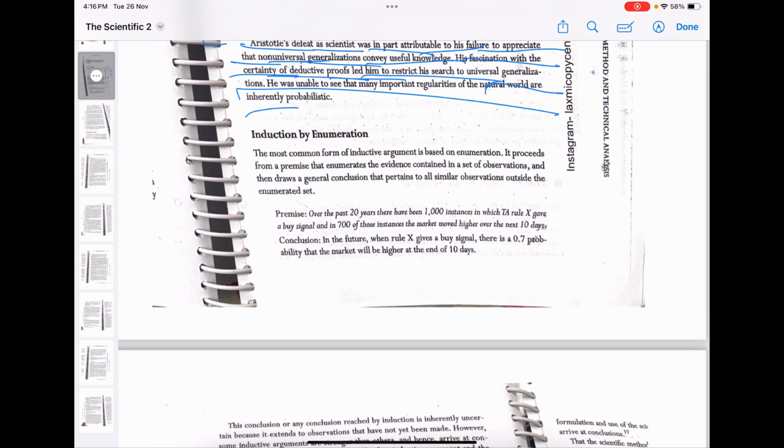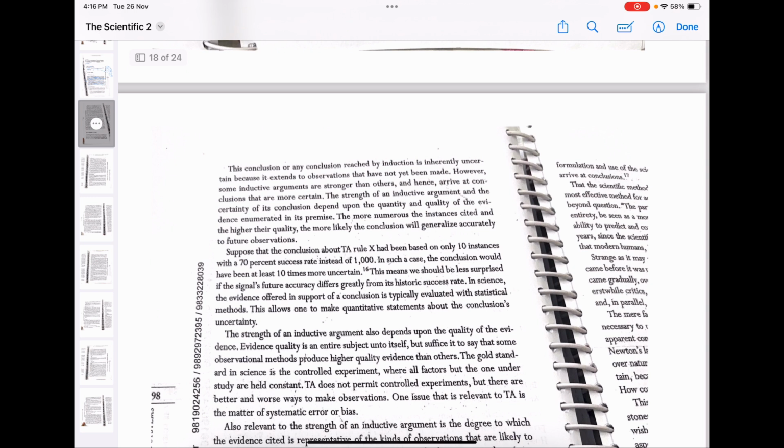So, what is the conclusion of that? In the future, when rule X gives a buy signal, there is a 0.7 probability that the market will be higher at the end of 10 days. This conclusion, or any conclusion reached by induction, is inherently uncertain because it extends to observations that have not yet been made. However, some inductive arguments are stronger than others and hence arrive at conclusions that are more certain. The strength of an inductive argument and the certainty of its conclusion depend upon the quantity and quality of the evidence.